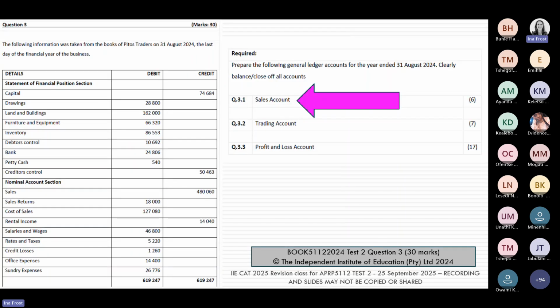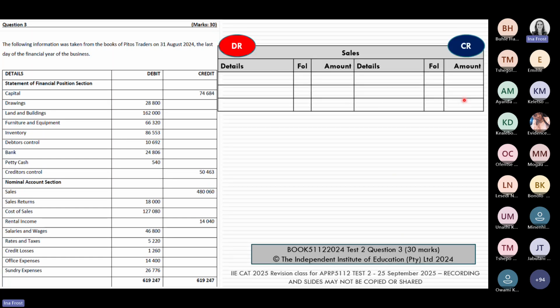Right, so let's see now, what did they want the student to do with this trial balance? The first thing they asked the student was to prepare the sales account in the general ledger, and that was for 6 marks. So let's go to our general ledger and prepare the sales account. We're going to come to our trial balance and look for sales. There's our sales number. We are going to start that as our opening balance in our sales account, because remember, in your general ledger, we always need to start with an opening balance.